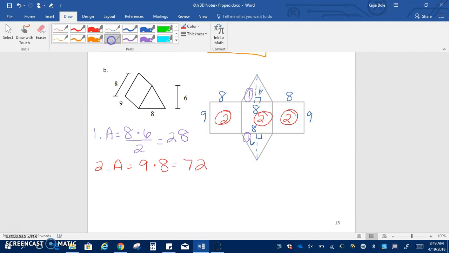So now we add up all our individuals, so we have 2 triangles, so 2 24s, plus we need 3 72s. So when we add those up in total, we end up with 264 centimeters squared.